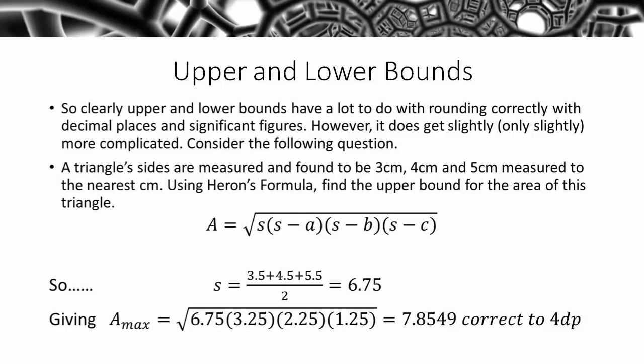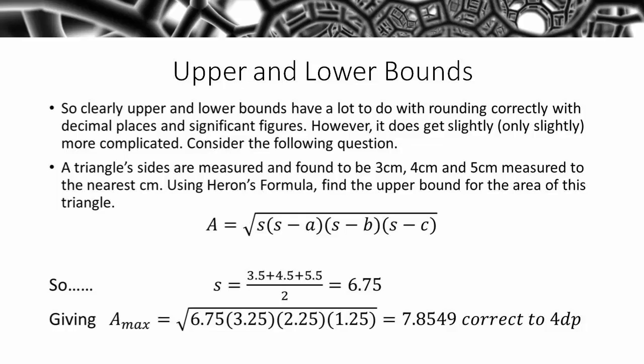Firstly, for Hero's formula, we need to find S first. Now we need to round all our values up to 3.5, because if they were measured to the nearest centimetre, then each one of them could have been almost as big as 3.5. So 3.5 for the 3 centimetre one, 4.5 for the 4 centimetre one, and 5.5 for the 5 centimetre one. If we now add those up and divide by 2, we get a value for S of 6.75.